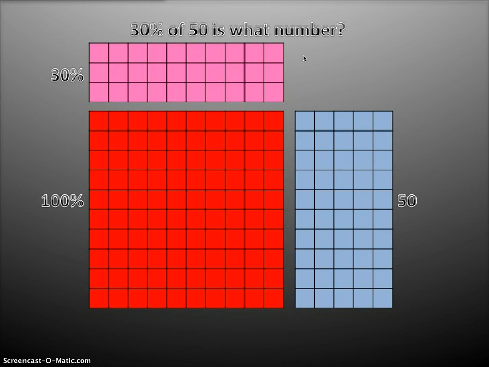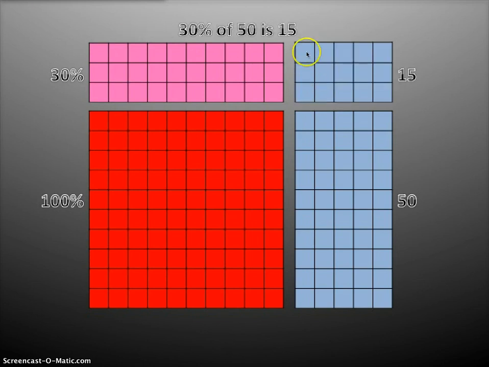So how do we find that? All we need to do is complete the rectangle. To complete the rectangle, we simply fill in the corner. And what fits in the corner is 15. So 30% of 50 is 15.